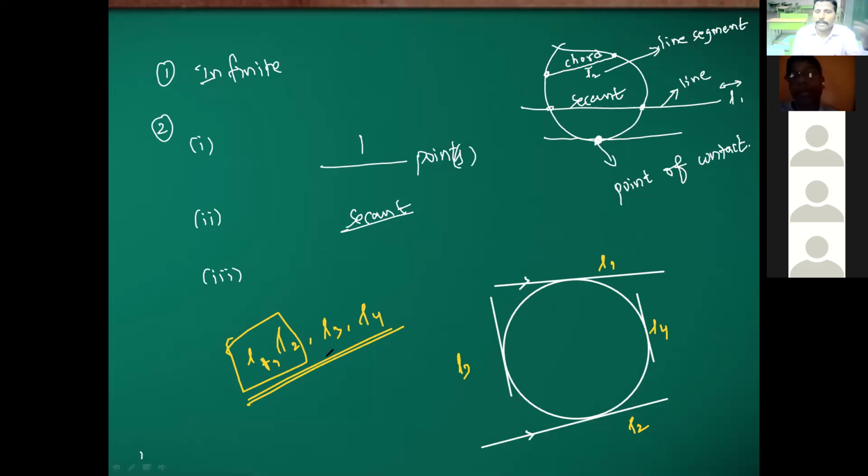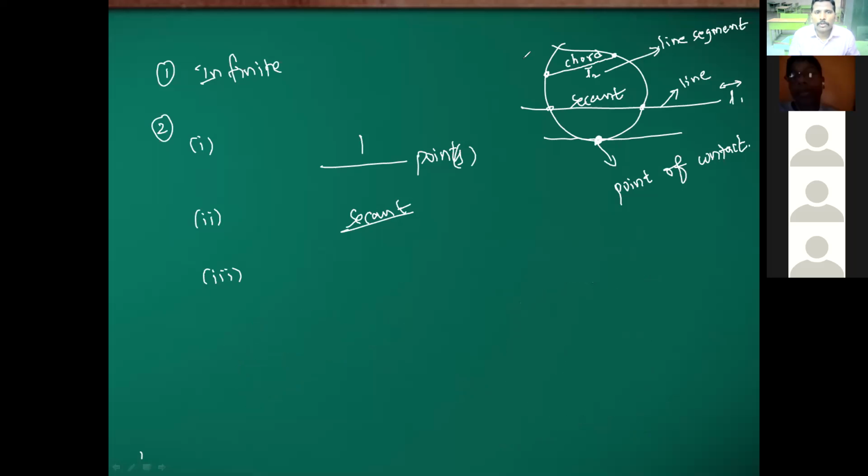Line 1 and line 2 are separately parallel. Line 3 and line 4 are separately parallel. So at most how many parallel lines are we getting for a circle now? We are getting 2, that's it. You want to write 2, I understand. 2 is the answer for this. So you just write 2 here. That is the concept.